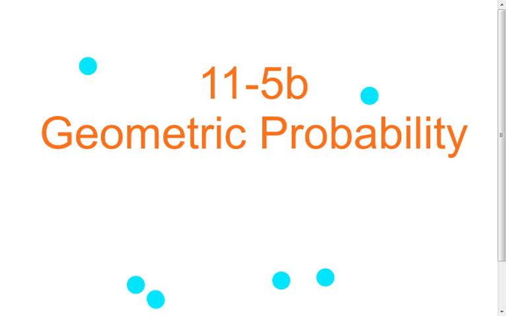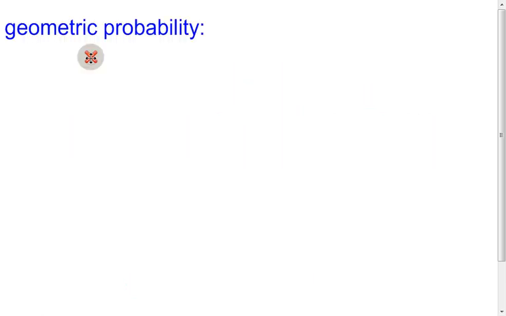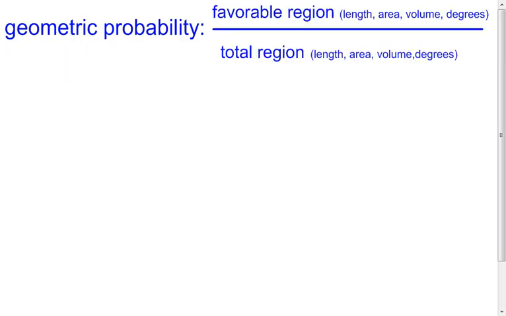In this video, I'm going to take a look at the lesson and the examples all together as one, and we're going to look at geometric probability, as you see. Now, geometric probability is very similar to regular old probability, and we're going to look at it as a fraction, or that's how we'll calculate it, and we're going to look at it as favorable region over total region.